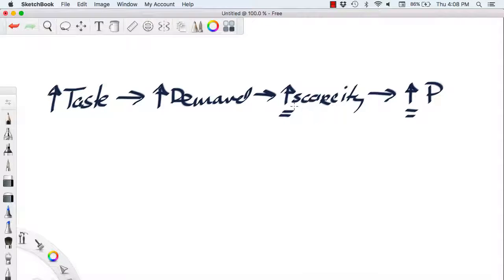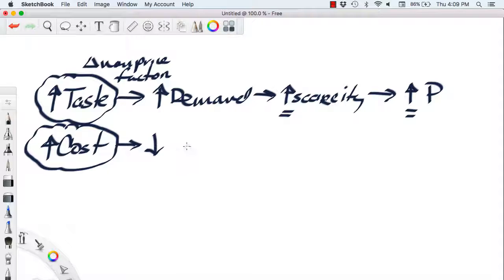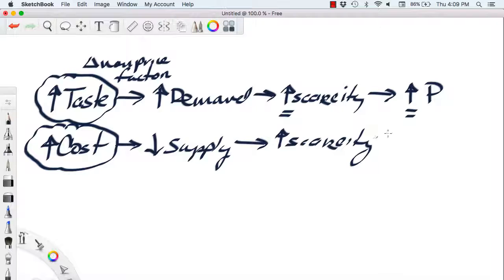So scarcity affects price. Price does not affect scarcity, because price doesn't shift the curve. This is a non-price factor. So it was a change in a non-price factor which shifts the demand curve, affects the level of scarcity, and ultimately leads to the higher price. If you had, for instance, an increase in production cost, now I didn't show that in the earlier diagram, but an increase in production cost will decrease supply. Anything that decreases supply is going to increase the level of scarcity, and anything that increases the level of scarcity is going to ultimately push the price higher.